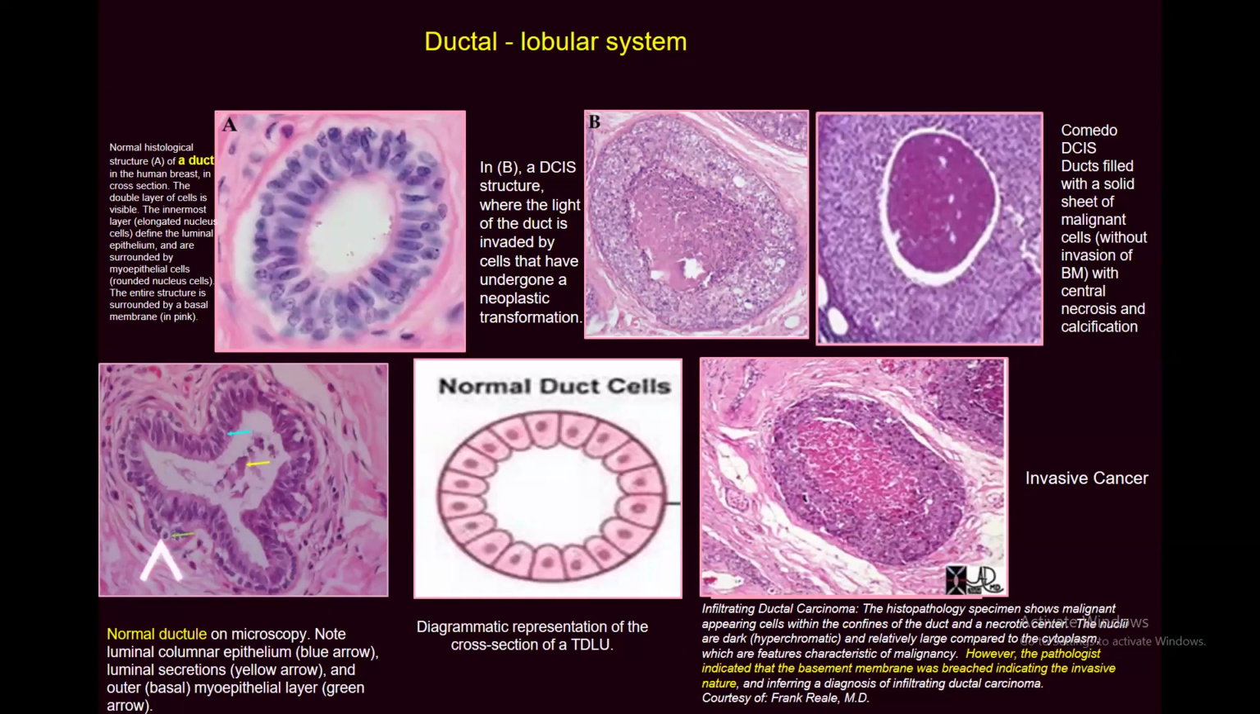You see in yellow, under invasive cancer, the pathologist indicated that the basement membrane was breached, indicating invasive nature. That is why I highlighted it in yellow, because for me, I couldn't visualize it. So you have to go to higher magnification, and in some cases you even have to do special stains and immunohistochemistry.